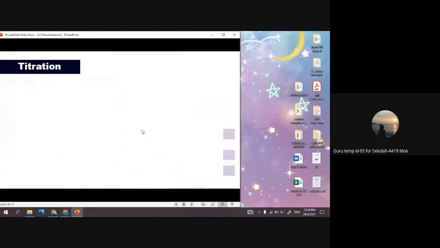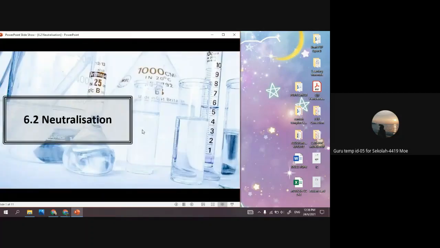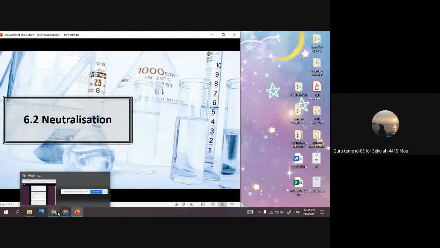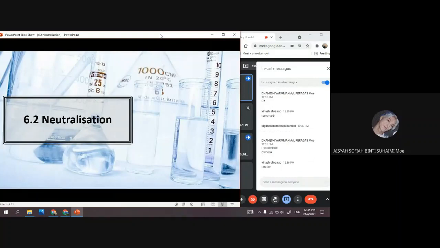Okay, let's look back at the summarization. As usual, I will ask what you remember. What do you remember that we learned about neutralization? Acid plus alkali. Acid plus alkali equals salt plus water. Okay, correct, that's very important. You must remember the word equation of neutralization. Okay, what else? Who else wants to try?